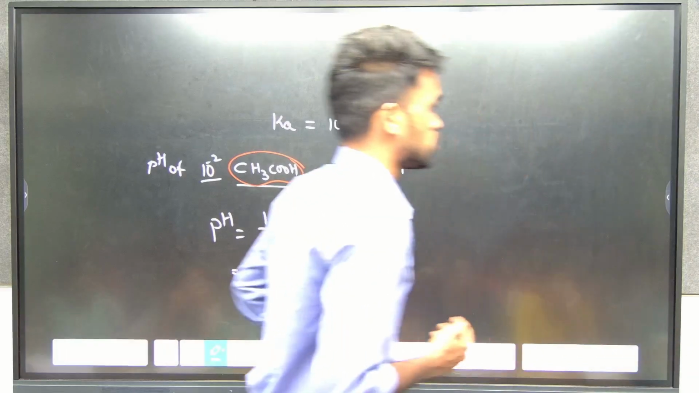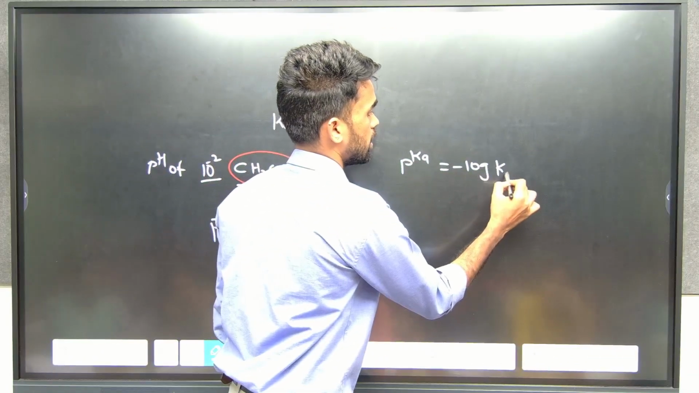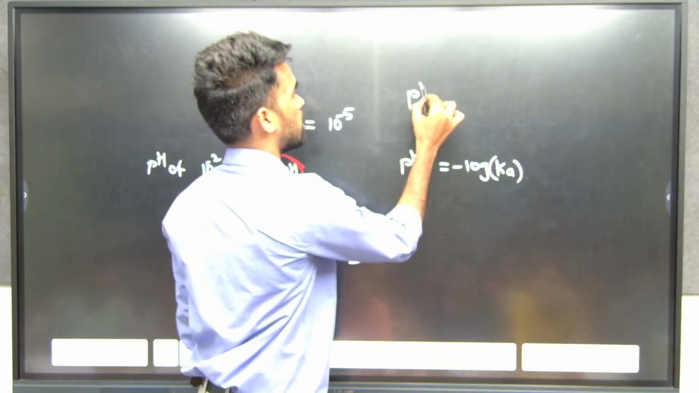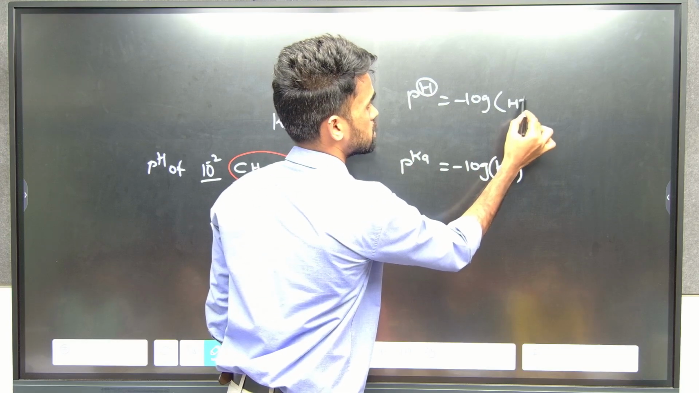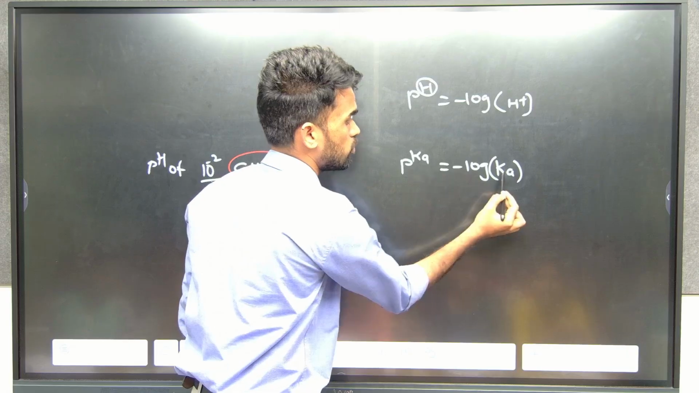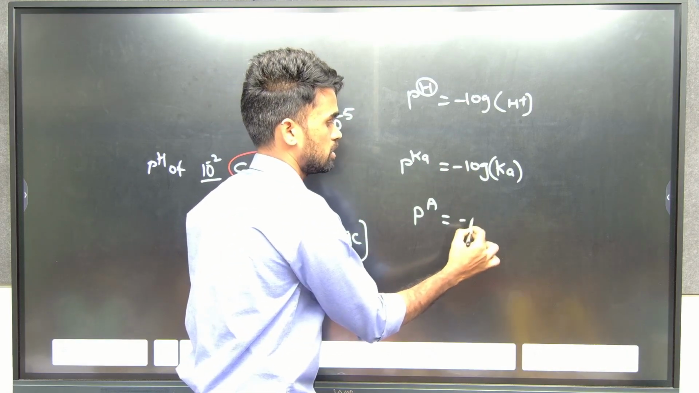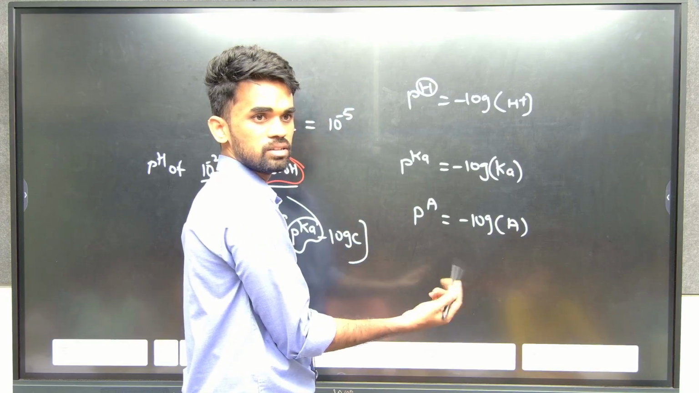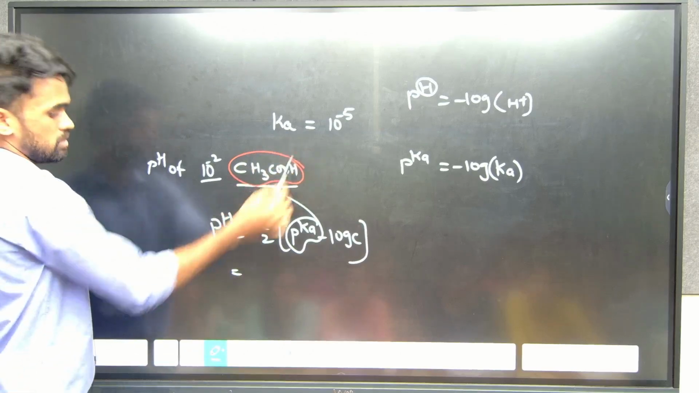pKa is equal to minus log of Ka. What is that? Minus log of... you are writing pH means what? Minus log of whatever is here, H plus. Similarly, pKa is minus log of whatever is above, you put it here. Anything, for example Ka, I am asking, minus log of Ka, that's it now. Okay, so what is the pKa value we will get from this?